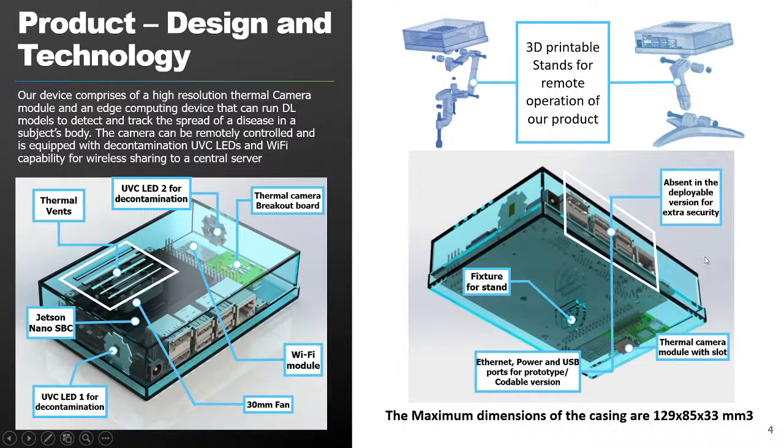This is how our device is designed and how it looks. It has a Wi-Fi module. It has a thermal imaging camera with a breakout board. It has two UVC LEDs for decontamination of the device itself. Thermal vents are placed in such a strategic manner that they don't interfere with the readings of the thermal camera. Our main edge computing device is the Jetson Nano. So it is a very cost-effective solution, and the Jetson is cooled by a 30 fan, which is quite cheap.